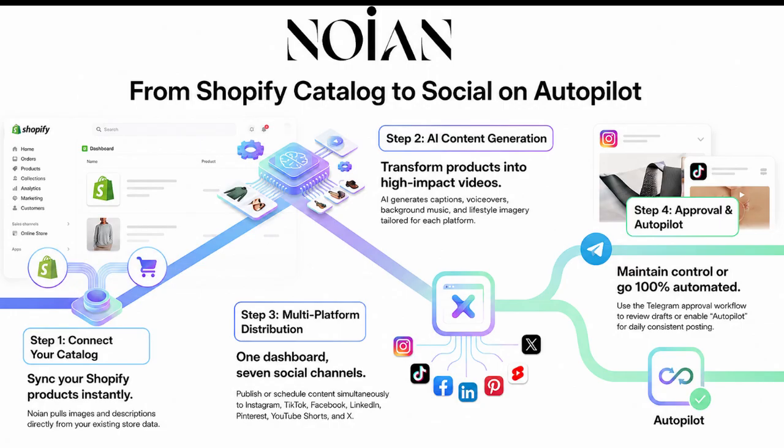Which leaves us with one final question for you. Are you ready to turn every product in your catalog into a social campaign? Noian gives you the power to convert your existing Shopify inventory into a continuous, automated stream of premium social media content. It's efficient, it's highly structured, and it is ready to transform how you market your store.